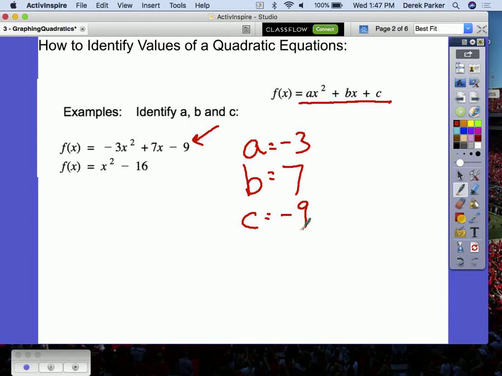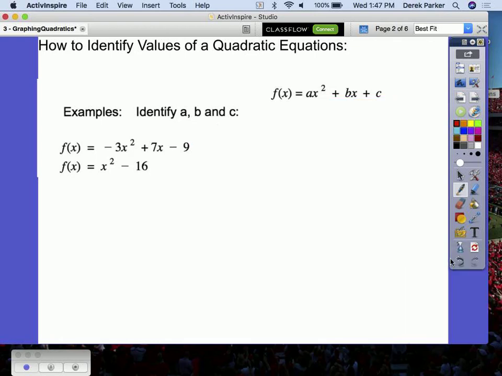As you can tell, I kept the signs with it. Even if it's a subtraction sign, that means negative for a, b, and c. Let's go to the next one. It looks a little different. x squared minus 16. A goes with the x squared, so a is 1. B goes with the bx. Well, there is no x, so that means it is 0. And c is -16. This is how to identify a, b, and c.